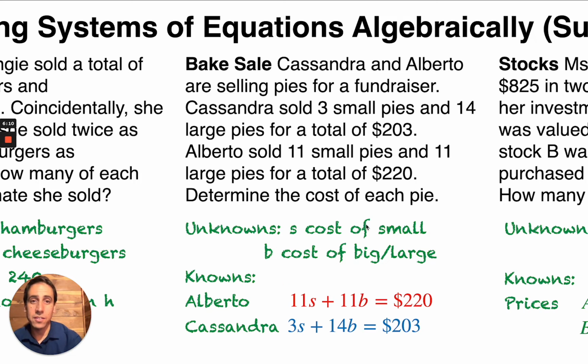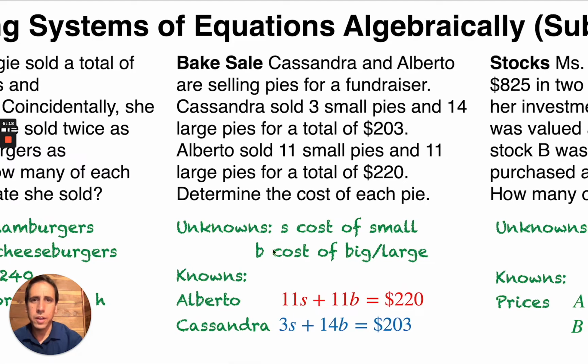So I'm going to say S is my choice here, and the other choice is B. You could choose X and Y if you really wanted to. Let's see, what do we know? We got two different totals. Total of 203, write it here. Total of 220, write it here.